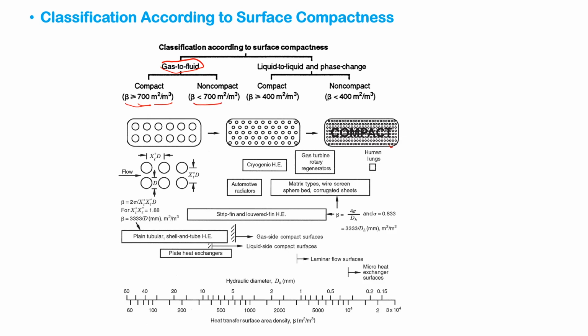If you are dealing with a liquid-liquid process, compact means that per unit cubic meter of volume, you have 400 square meters of area. If it is less than that, you have non-compact. This is just an industrial heuristic for naming compact versus non-compact for different heat transfer processes.